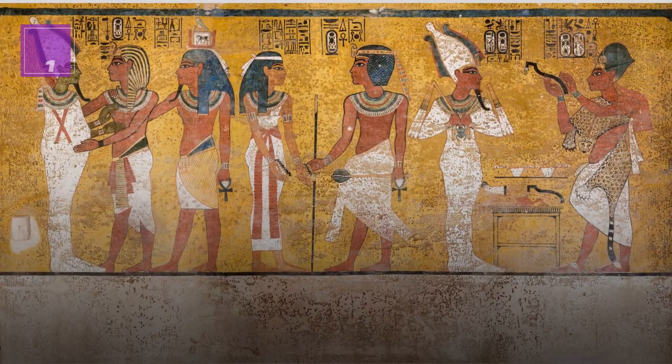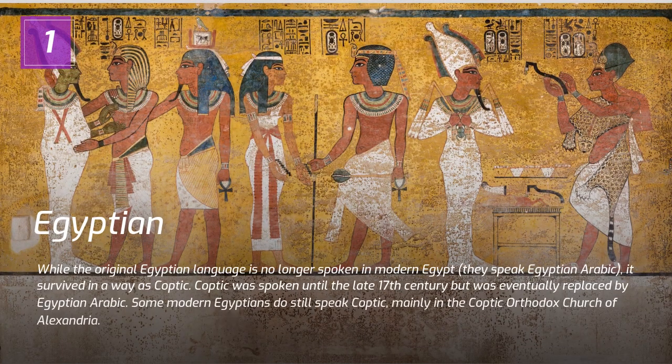While the original Egyptian language is no longer spoken in modern Egypt, it survived in a way as Coptic. Coptic was spoken until the late 17th century but was eventually replaced by Egyptian Arabic. Some modern Egyptians do still speak Coptic, mainly in the Coptic Orthodox Church of Alexandria.